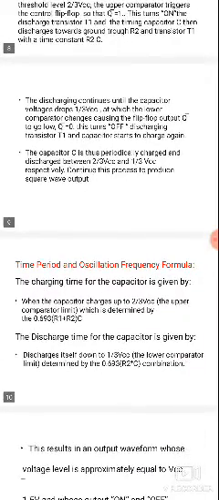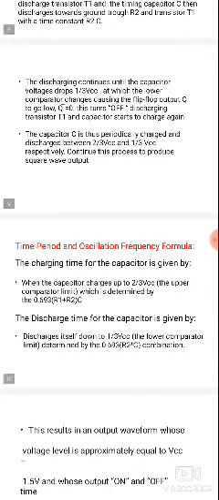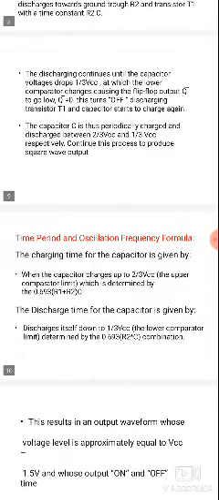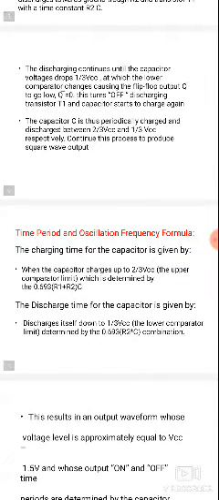The discharging continues until the capacitor voltage drops to 1/3 VCC. After that, it changes from discharging to charging again. The discharge stops when the voltage reaches 1/3 VCC, at which the lower comparator changes the flip-flop output so that Q bar goes low, that is Q bar equal to 0. This turns the discharge transistor T1 off, and the capacitor starts charging again.